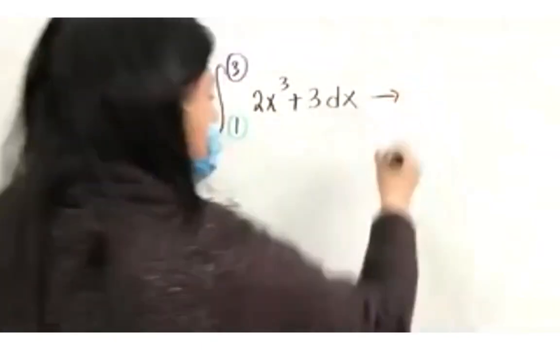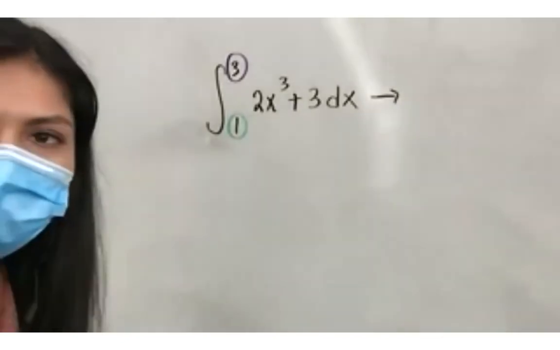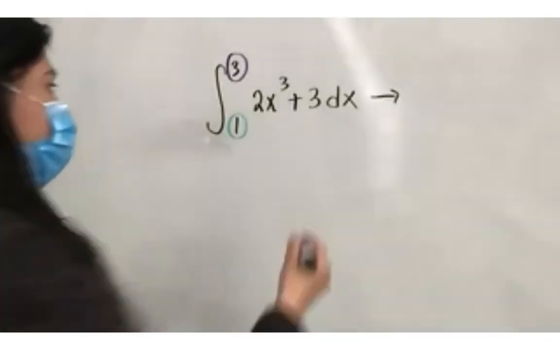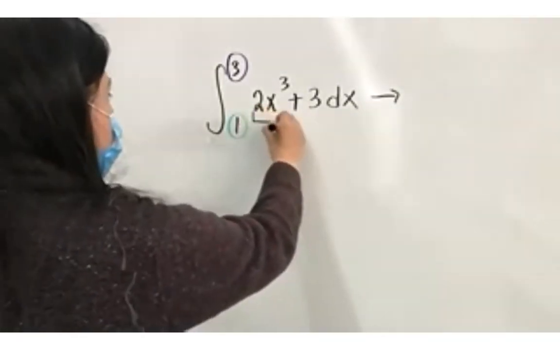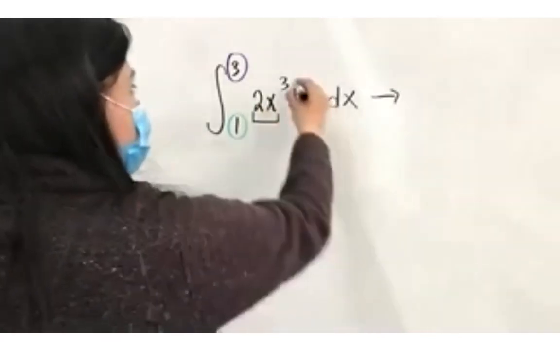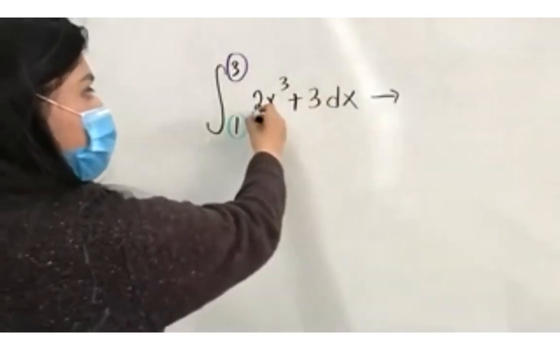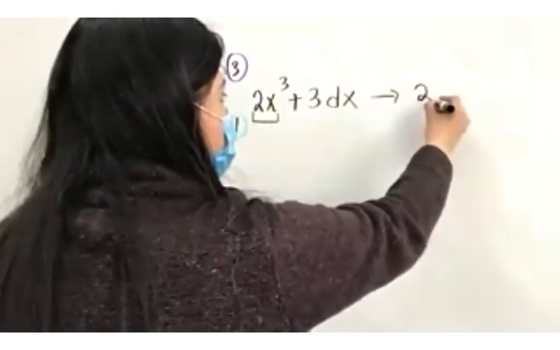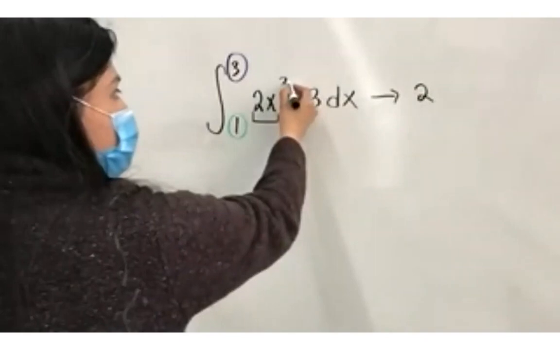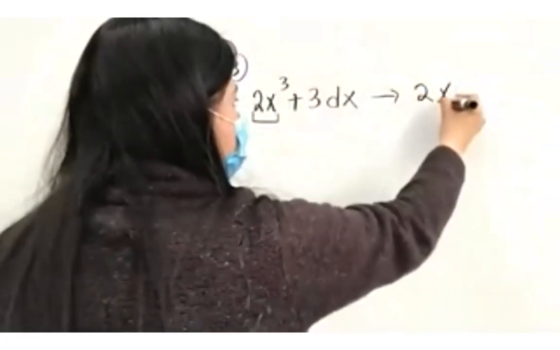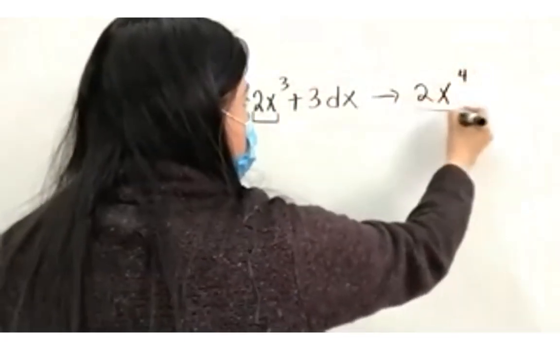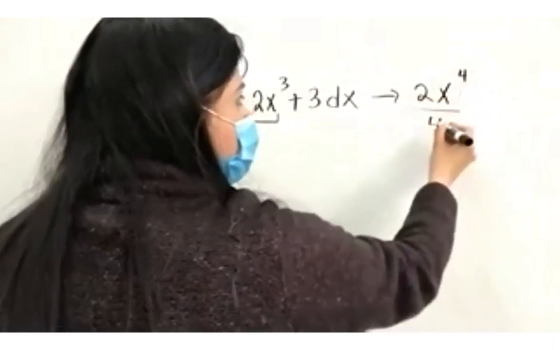Okay, step 1, usually color code. Step 2, take the antiderivative of this. So we're going to take the antiderivative of this. And how we're going to do it is we're going to add 1 to the exponent and divide by that same number, and we're going to keep that 2 in the front. So the 2 stays. Let's go ahead and add 1. So 3 plus 1 is 4. Then we have to divide, and these numbers are usually the same.